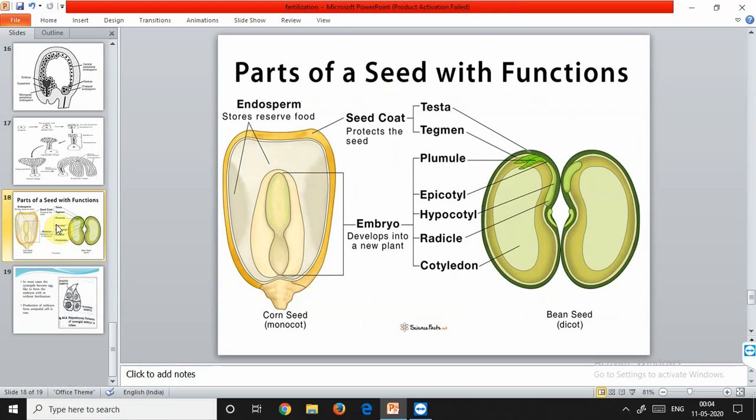So there are two types of mature seeds: albuminous and non-albuminous. So what is albuminous? The albuminous are those which have residual endosperm. Endosperm was the 3N condition that was formed after double fertilization, and if it is present, then that seed is albuminous, and if that condition is absent, then it is a non-albuminous seed.